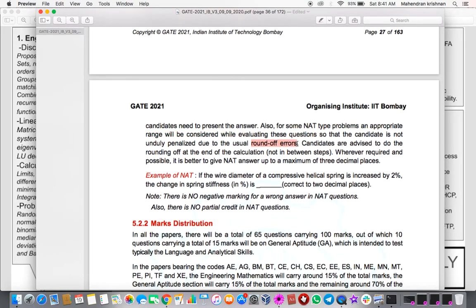Round off error. So okay. Advice is to do rounding off at the end of the calculation. At the end, not in between the steps. Rounding in between the steps will result in round off error. So to avoid round off errors, they advise us to round off only at the end of the calculation, not in between. Wherever possible, it's better to give the NAT answer up to a max of 3 decimal places.